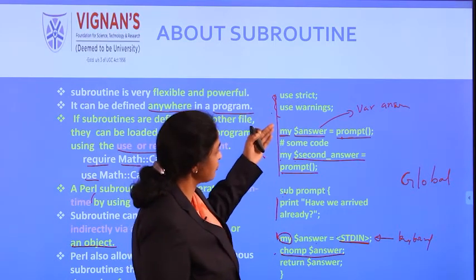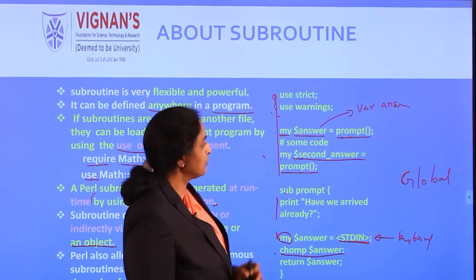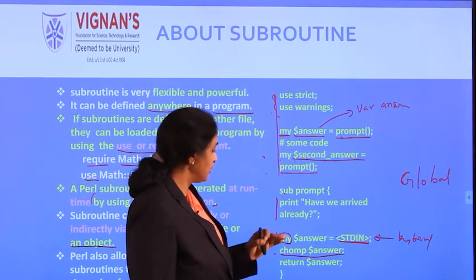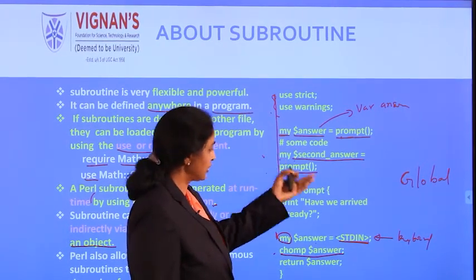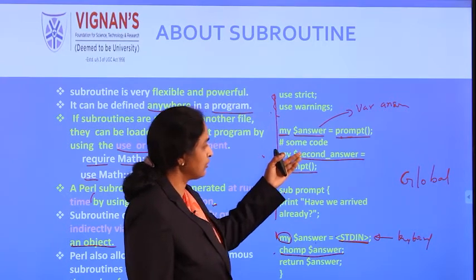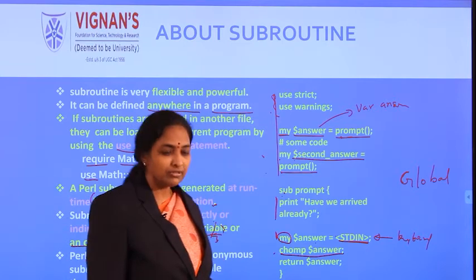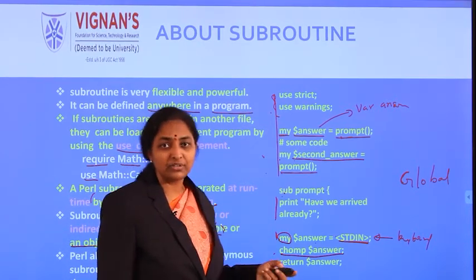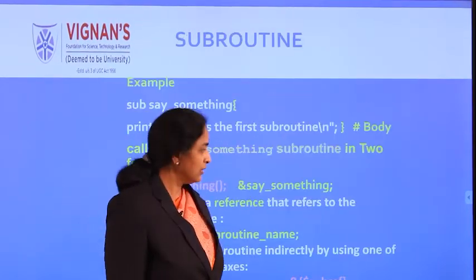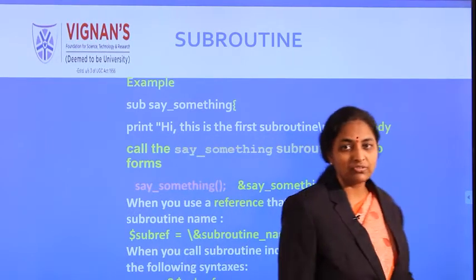The first time calling, you are writing into the answer variable. The second time calling, whatever you input will be sent to the second answer variable. So this is the difference between the basic definition and here. Now we will see the next slide.